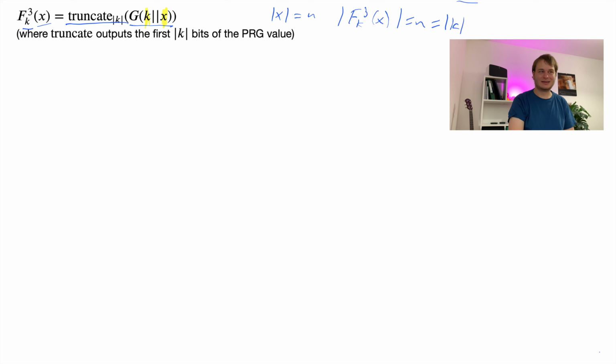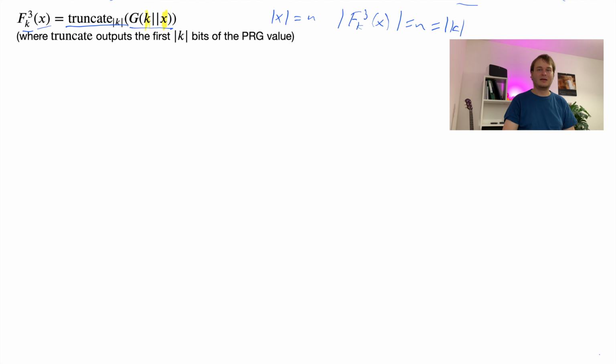This is not necessarily a pseudonym function. There are probably pseudonym generators for which this may be a pseudonym function, but in general it isn't. And this is because of a fundamental difference between pseudonym functions and pseudonym generators. And this difference boils down to the following.